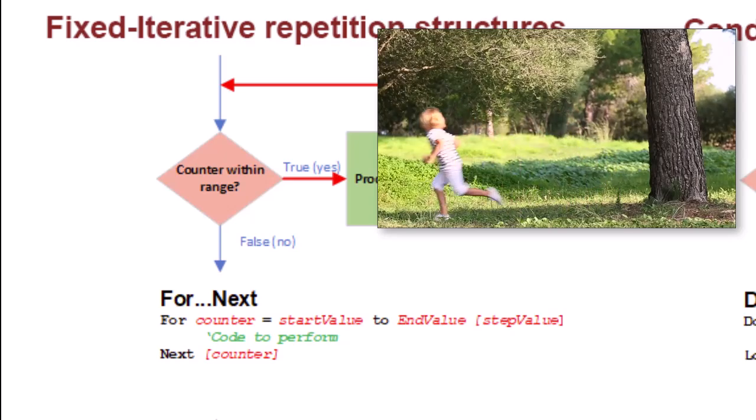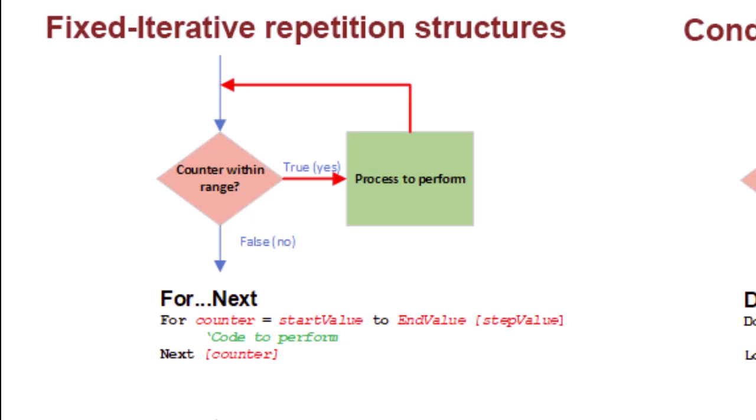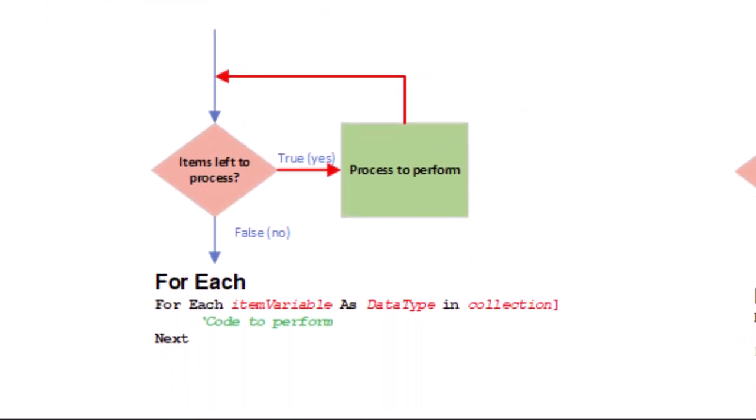You have a beginning and an ending value that you're going to follow, incrementing each time through. That's our first fixed iterative loop, which is a for next loop. Another fixed iterative is looking at a collection and going through each item in the collection and doing something. So there the repetition is simply going to the next item each time until it gets to the end. There's no more items left.